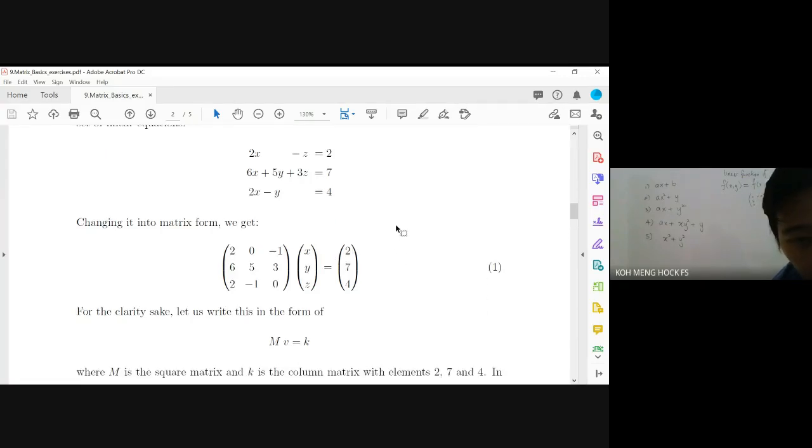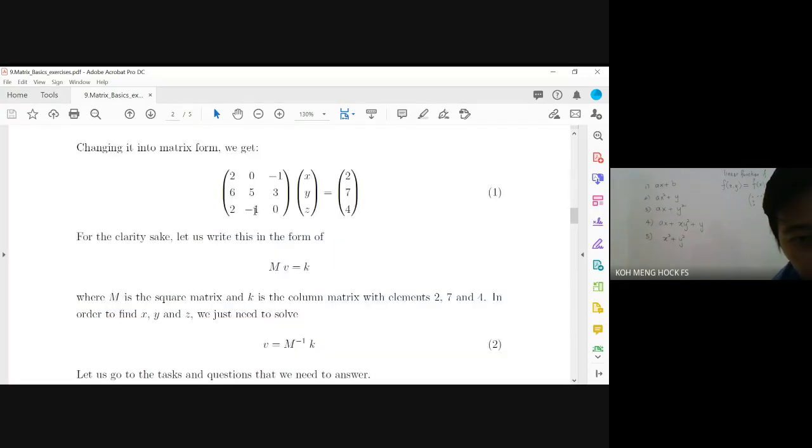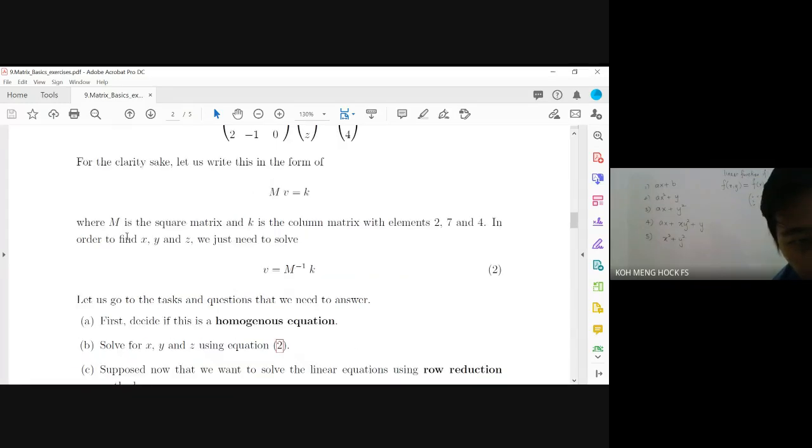So here I say this square matrix, let's call it M, this is V, and this is K. We want to solve for V, right? The standard way is you can just use the inverse matrix.